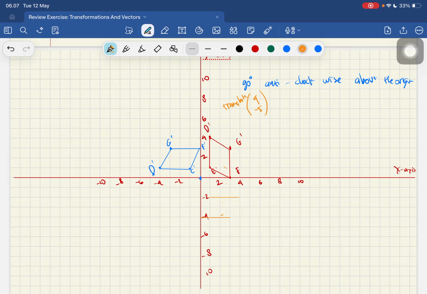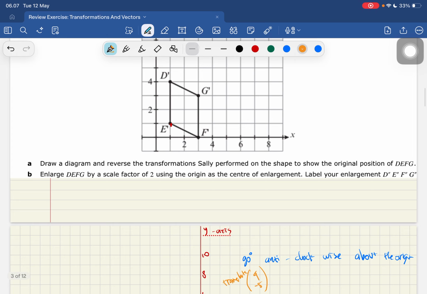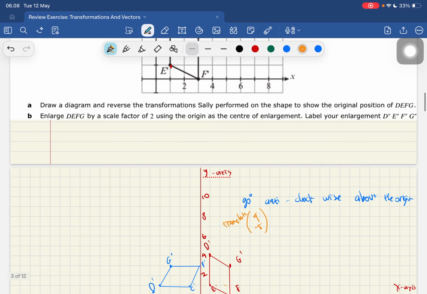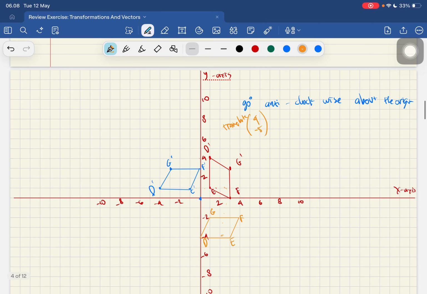So here is the original parallelogram. Here is E, F, G, and D. There it is. Here is the origin. So we need to enlarge D, E, F, G by a scale factor of 2, using the origin as the center. Okay, we need to label it.